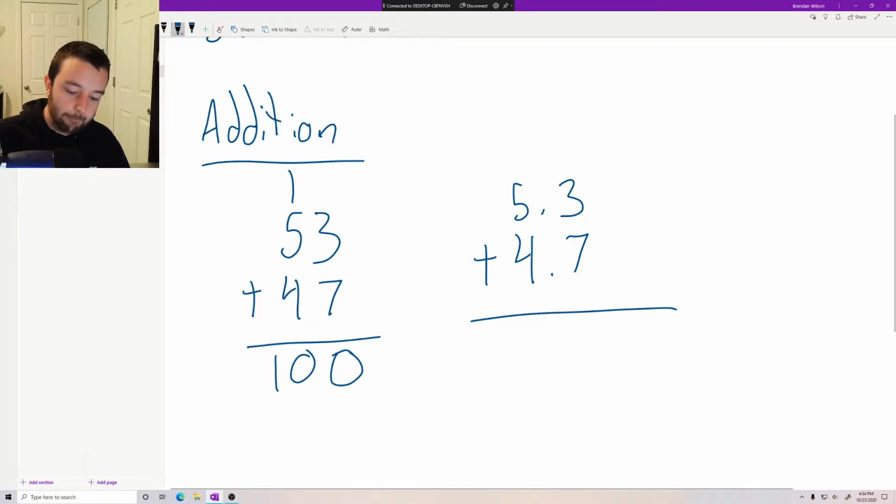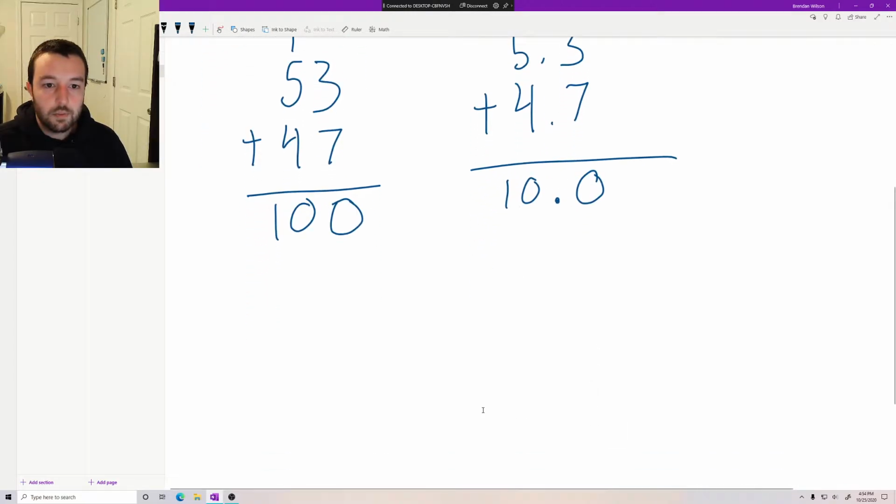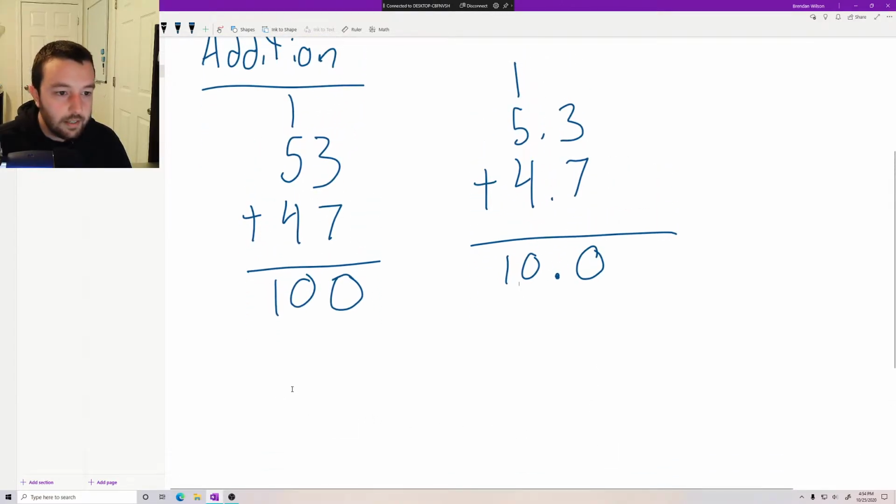So, when we do this, we would basically get the same thing, but the difference is now we want to drop the decimal straight down into our answer because this is the tenths place for our answer, right? So when we go over here, this is going to be the ones place, so there should be a decimal between the 1 and the tenths place. And then again, we're going to get 10. So we get 10.0 or just 10 for this one. Let's take a look at another one.